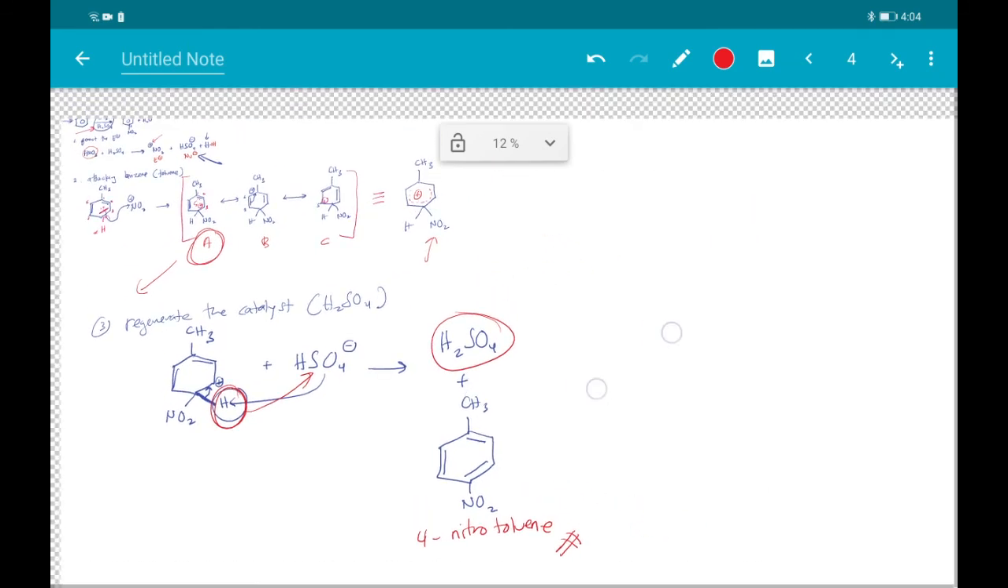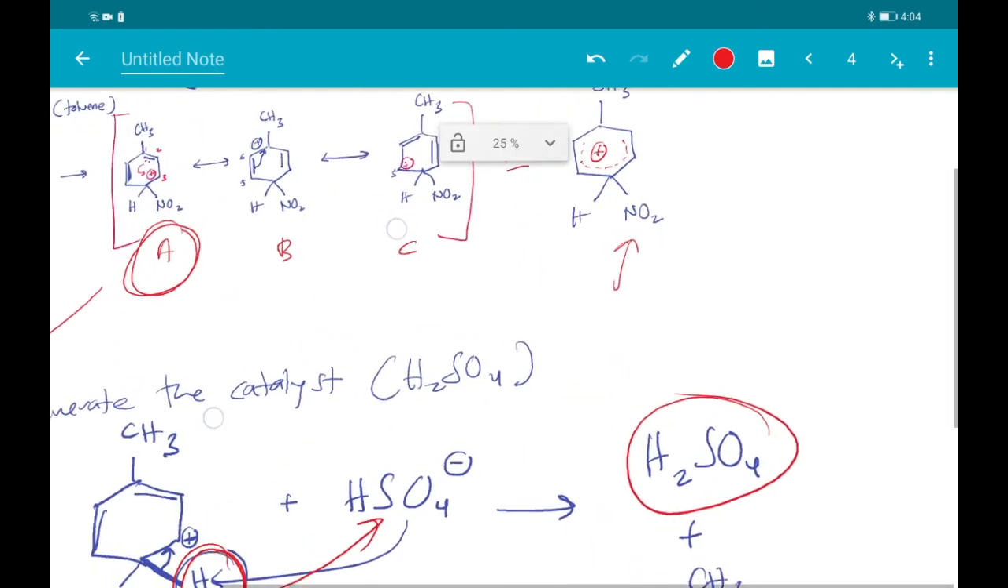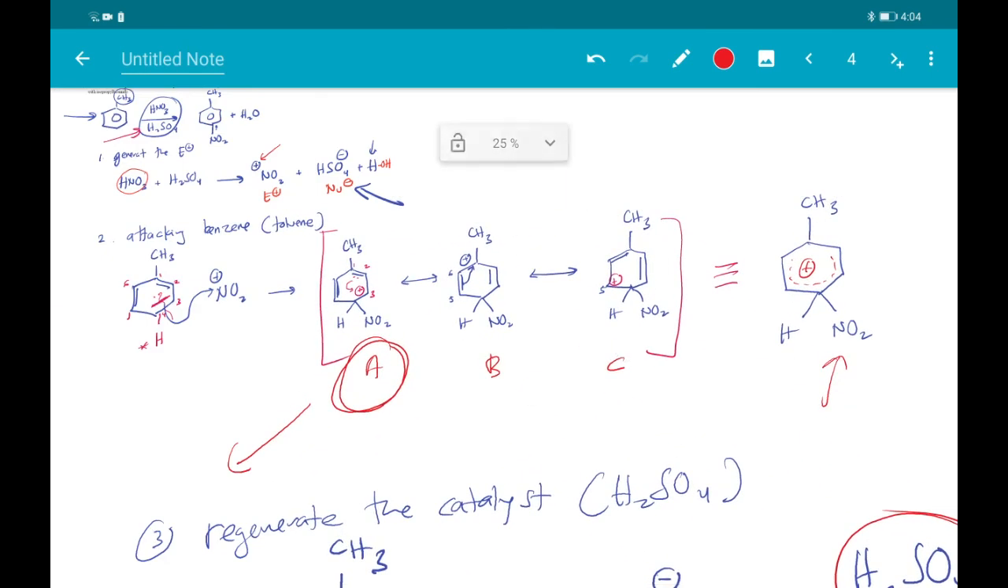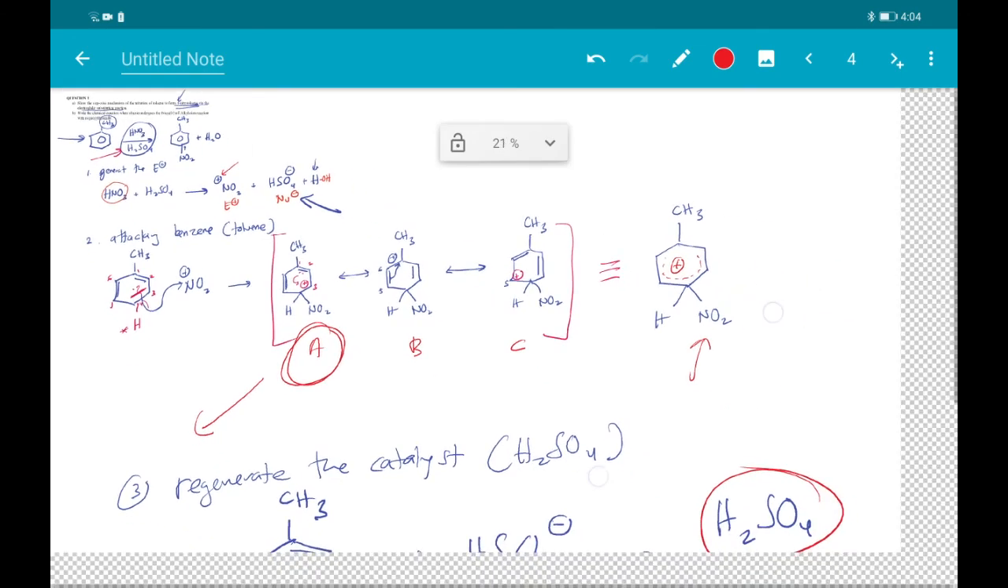Okay, these are the steps that are required in order to show the mechanism of the electrophilic substitution reaction. Try to do similar questions related to this topic to test your understanding.